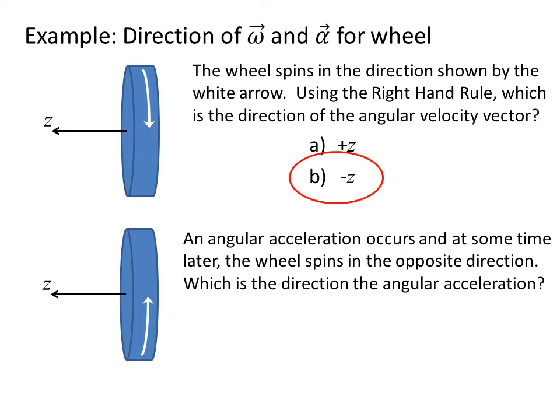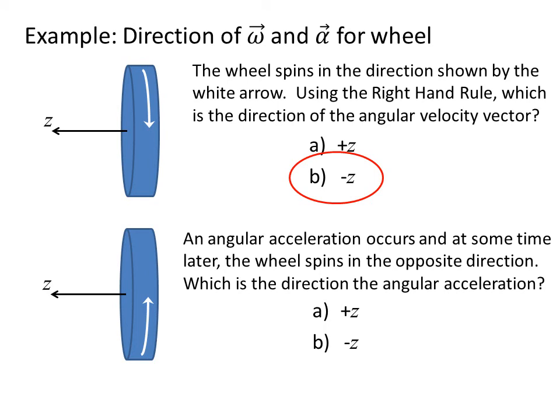Sometime later, an angular acceleration occurs, and the wheel spins in the opposite direction. Which is the direction of the angular acceleration? A, plus z, or B, minus z? Well, now we know that the angular velocity has changed so that it's going in the other direction. So the angular velocity is pointing along the positive z-axis.